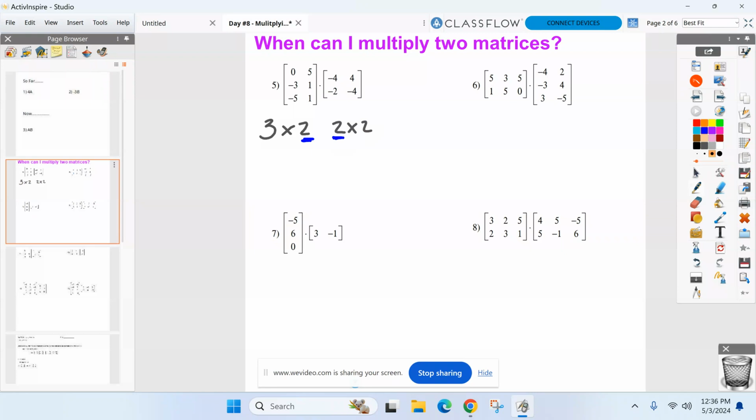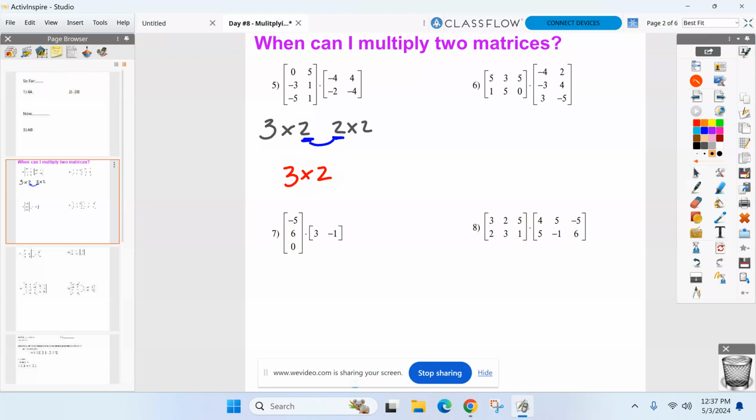So this is what I'm always going to have you test first: just write the sizes right next to each other. And if these two numbers on the inside match, you can multiply. The next thing, how big is the answer going to be? Those will be the two numbers on the outside. So when I show you how to multiply, you will have a 3 by 2 matrix as your answer.